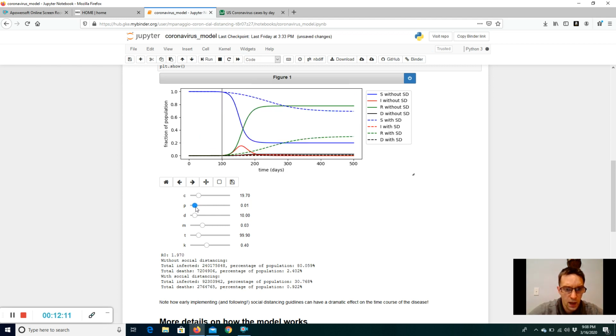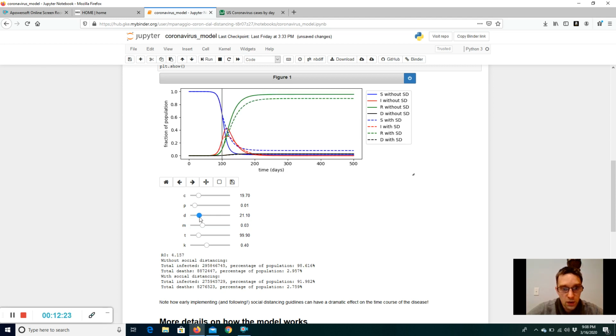All right, the next parameter is D. That's the duration of the infection. So here it's set to be about 10 days on average before you either get better or you die. We can certainly make that longer. And notice that actually makes the predictions a little bit more dire because it gives people who are infected more chances to spread the disease before they recover.